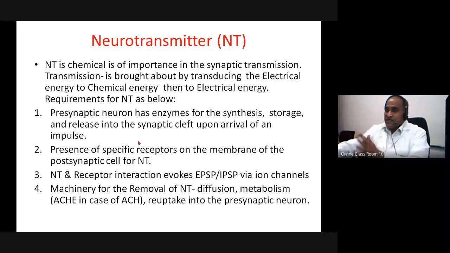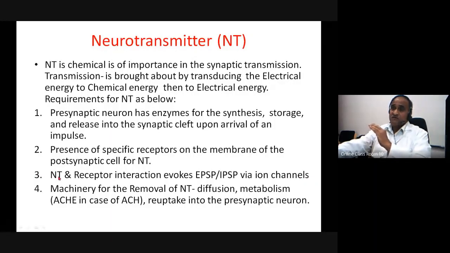Then the interaction of the neurotransmitter and the receptor should lead to electrical changes in the postsynaptic membrane, known as an excitatory postsynaptic potential or inhibitory postsynaptic potential. In other simple words, the neurotransmitter and receptor interaction should produce either a depolarization wave or a hyperpolarization wave involving the ion channels. That is another important requirement for a neurotransmitter.